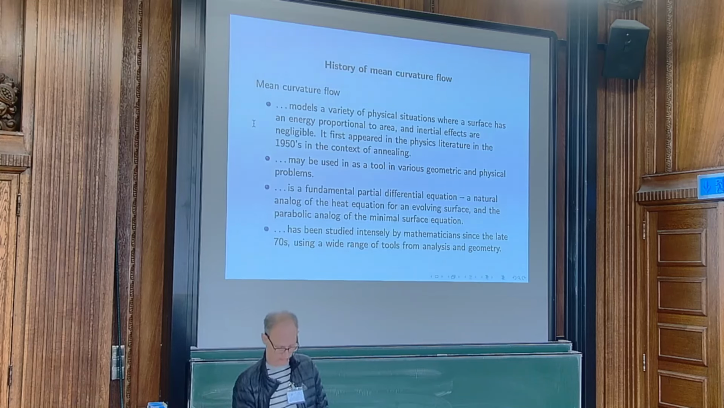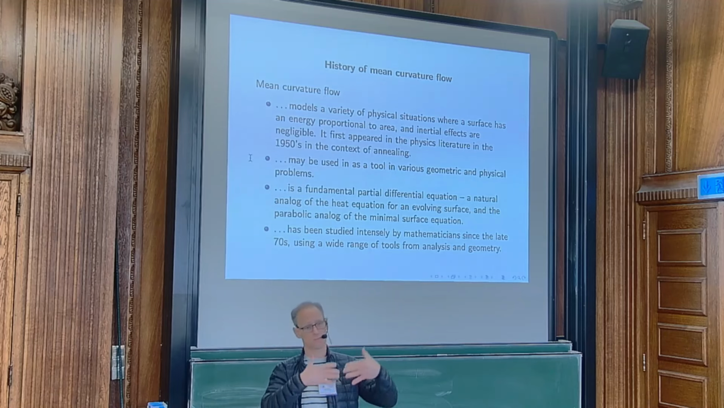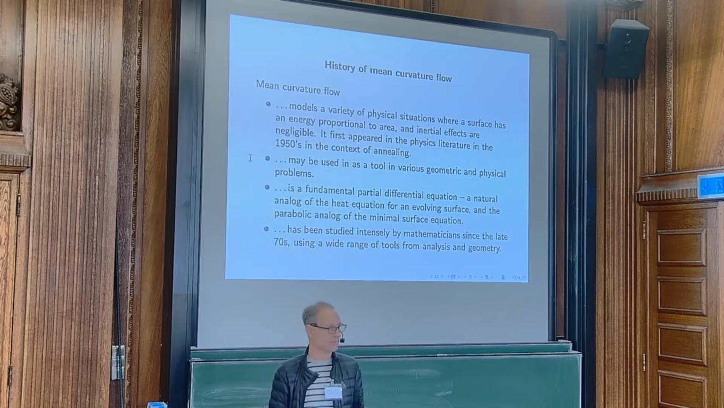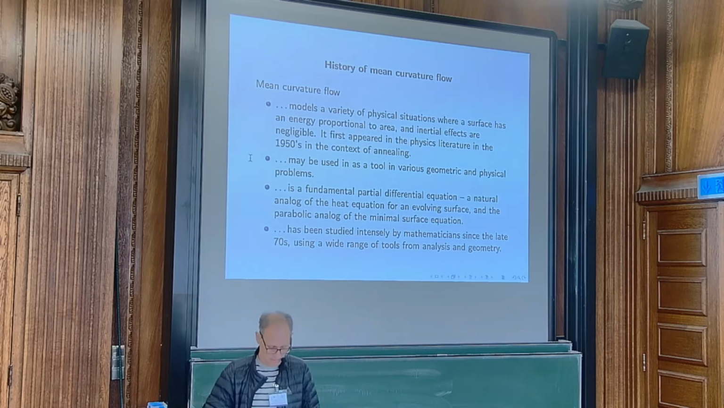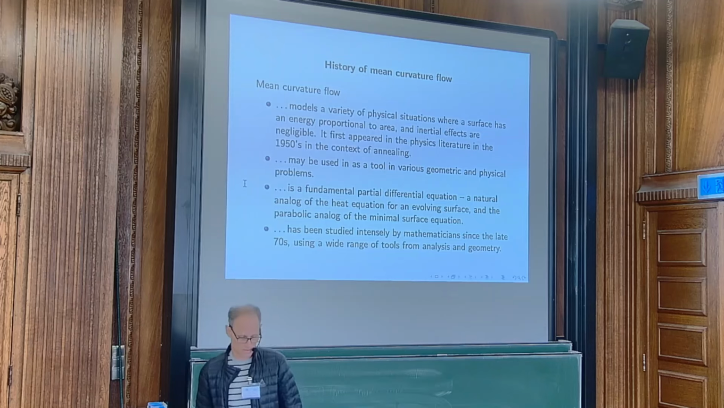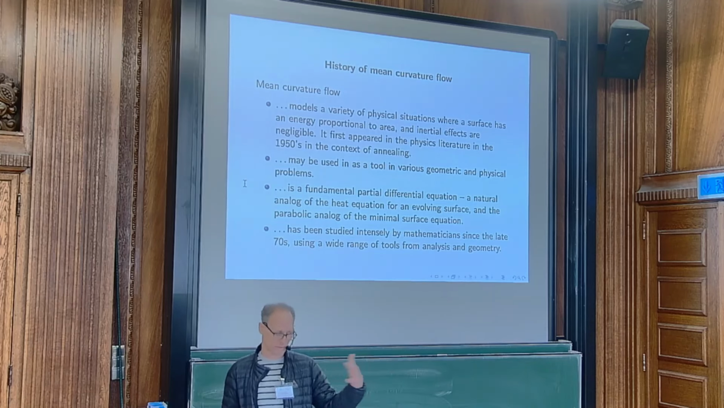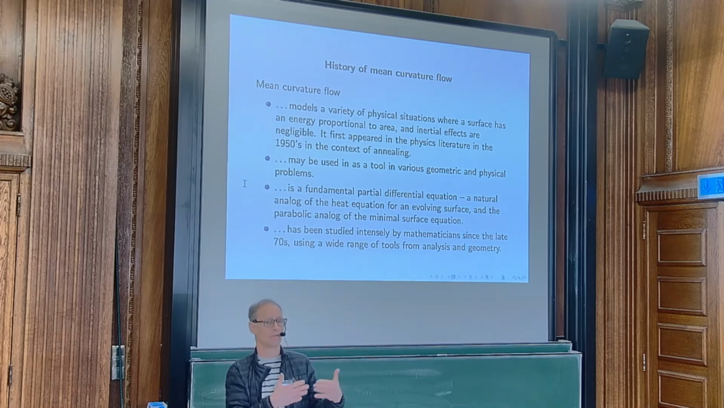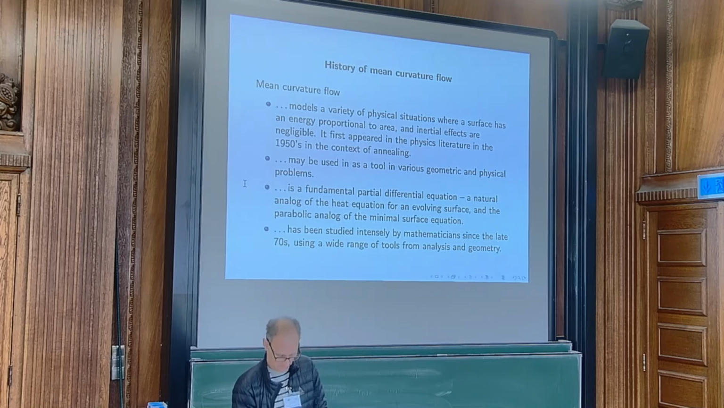Mean curvature flow also shows up. You can use it as a tool in various geometric and physical problems. You can use it to produce foliations or to try to produce minimal surfaces. And you can use it in general relativity, for example, constructing natural families of surfaces. So from the point of view of partial differential equations, the mean curvature flow is a natural analog of the heat equation when you're looking at an evolving submanifold. Okay, and it's a parabolic version of the minimal surface equation, something that's been studied for hundreds of years.